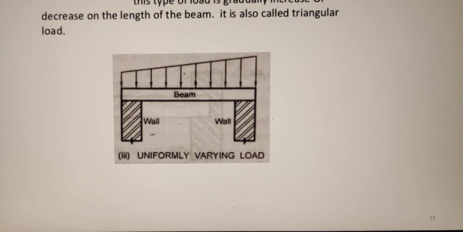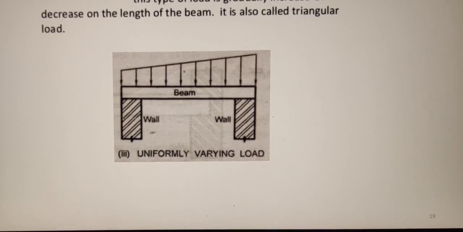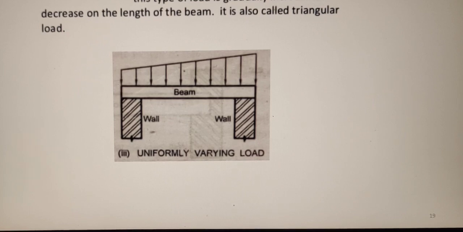This type of load increases gradually, or it varies linearly along the length. Again the unit is the same as in the previous case. You can write the unit in kilonewton per meter or Newton per meter. The last two types of load we are not discussing in engineering mechanics. We are focusing mainly on the point loads.